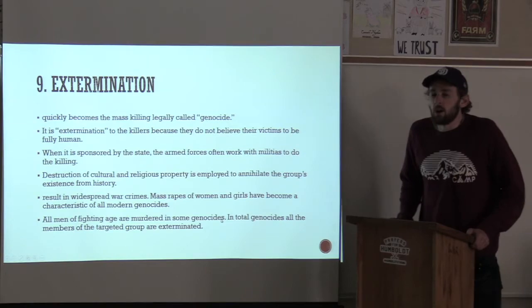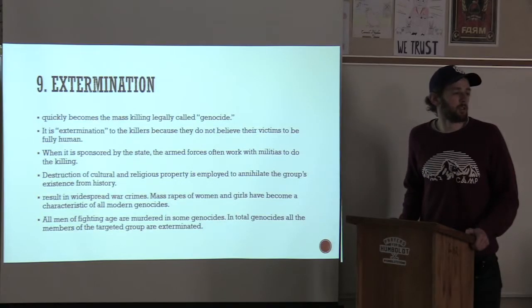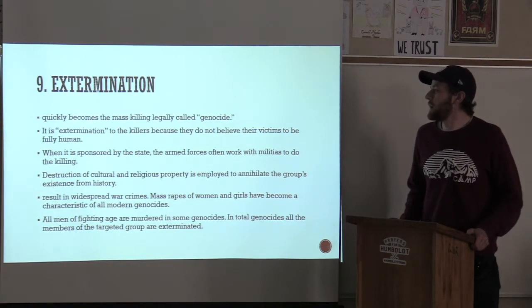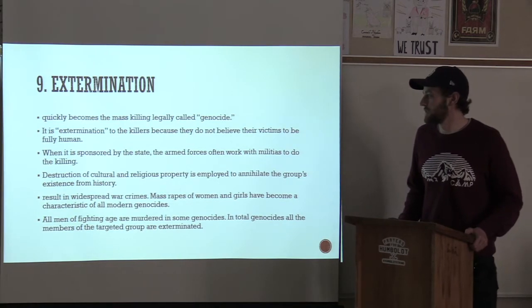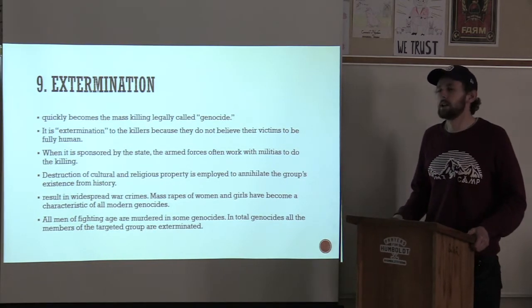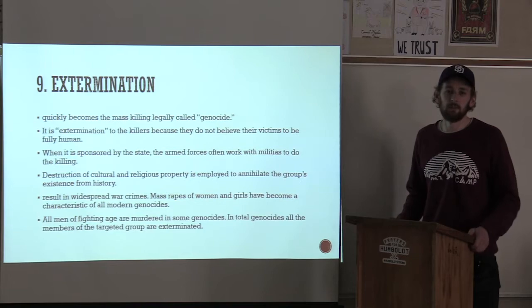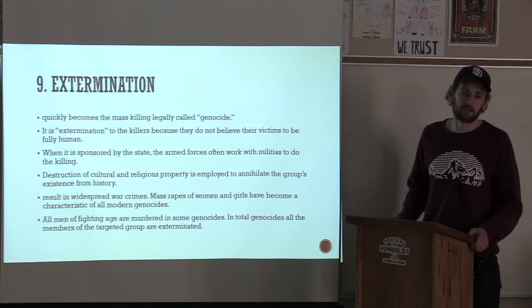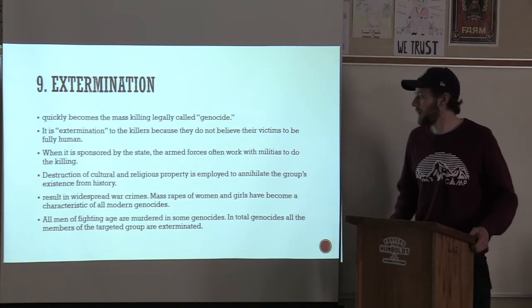So step 9, obviously the worst step. This is the extermination. This is when the group in charge will begin the mass killings. If it gets to this stage, it legally becomes defined as a genocide. So it's the extermination of the victims by the killers because they do not believe their victims are human. They do not call it murder. Right? You have to be a human being to be murdered. If you shoot a deer, it's not murder, it's hunting. You step on a bug, it's not murder, right? It's getting rid of the bug. And that's how it's viewed in a genocide.